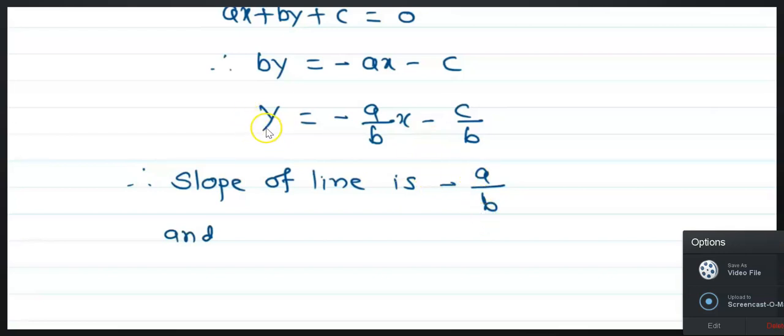It is of the form y is equal to mx plus c. Therefore, the coefficient of x is called the slope of the line. And minus c upon b is called the y-intercept of that line.